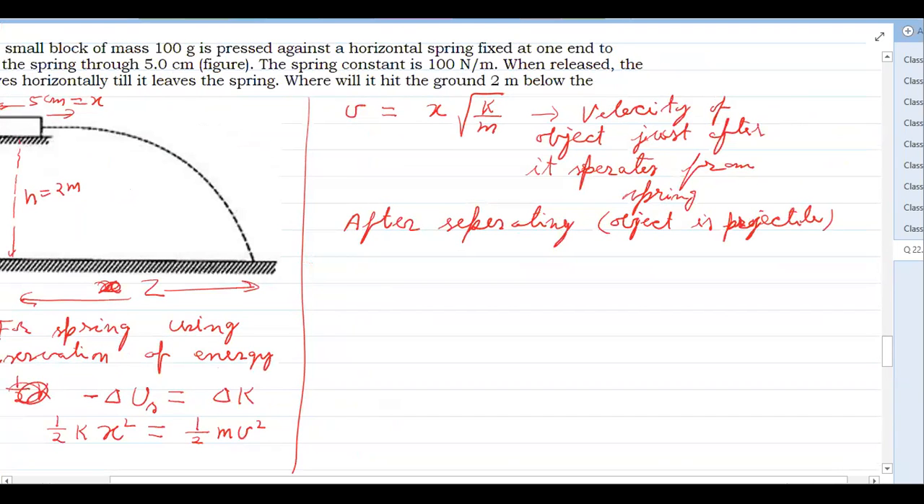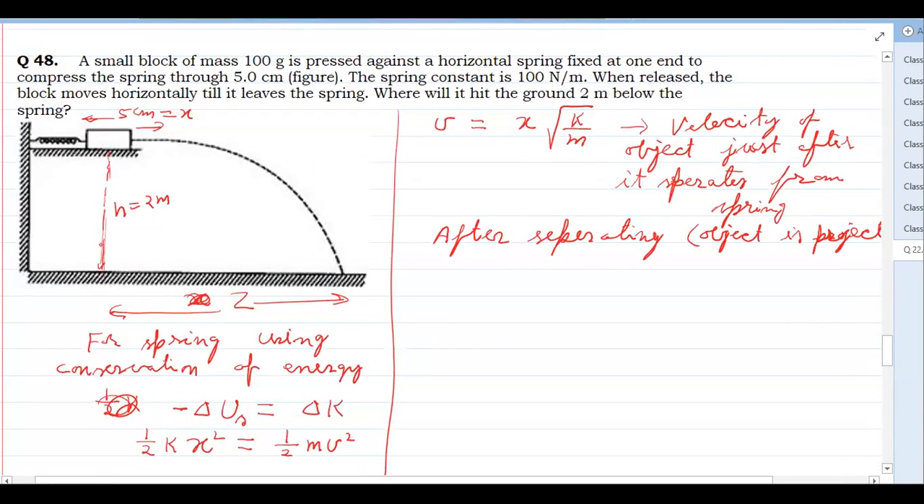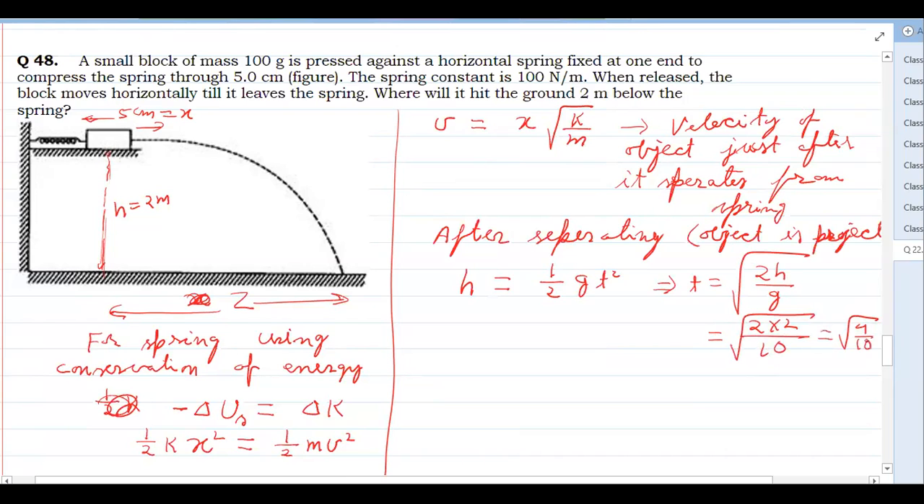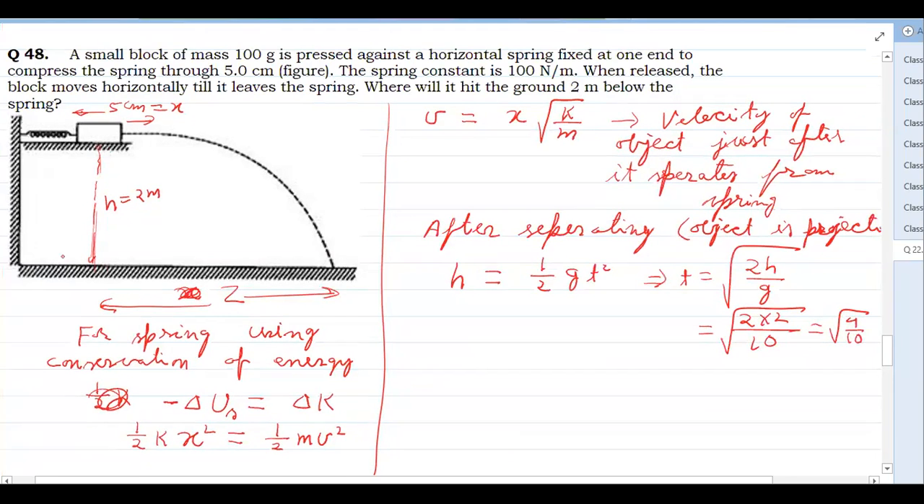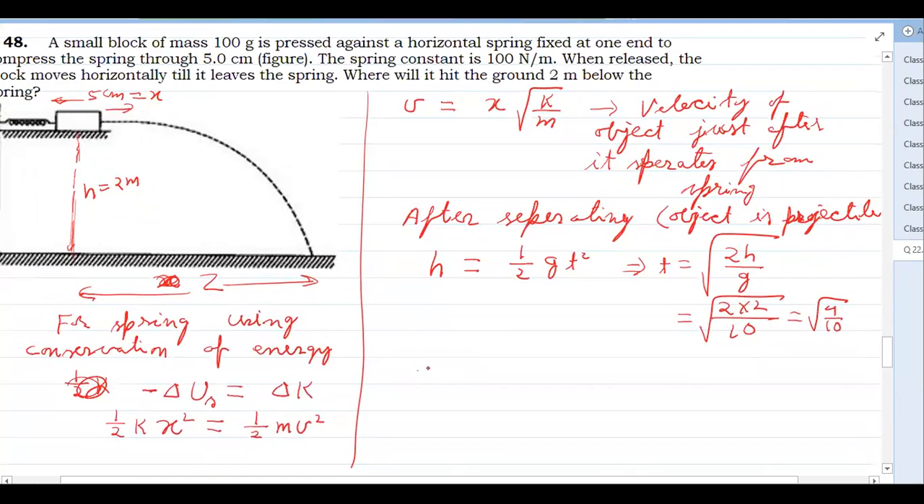So if it is a projectile, in the vertical direction, how much displacement is it covering? H equal to half gt square, because there is no vertical velocity initially. So how much time will it take? The time taken will be under root 2h by g. So h is 2 meter. 2 into 2 meter divided by g, which is 10. So this is the time. Okay, in this time, how much displacement has it traveled? So displacement z will be equal to velocity v into time t.